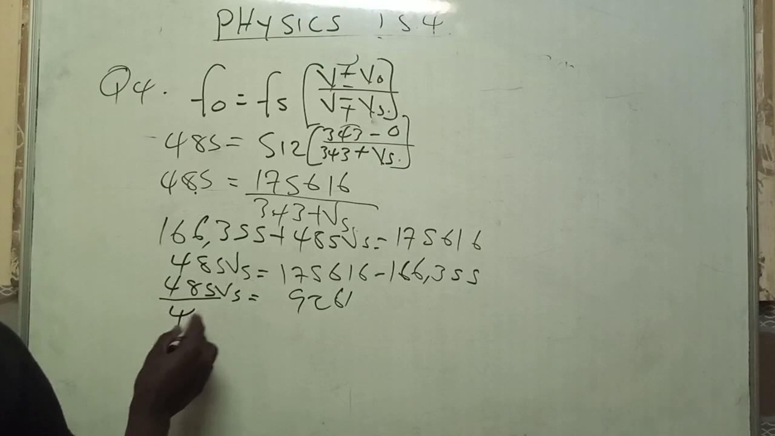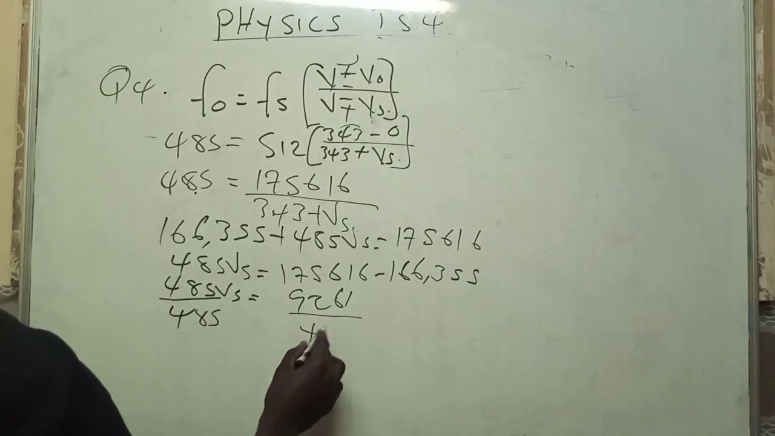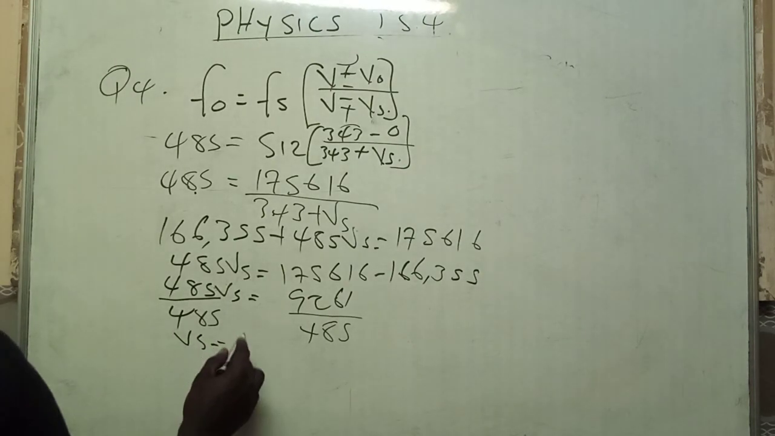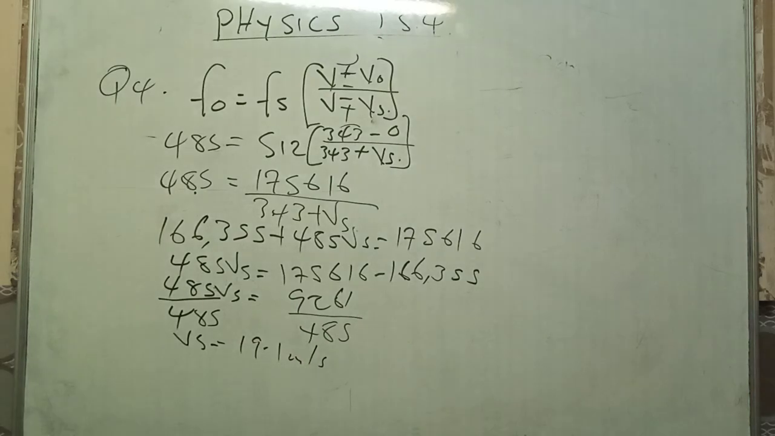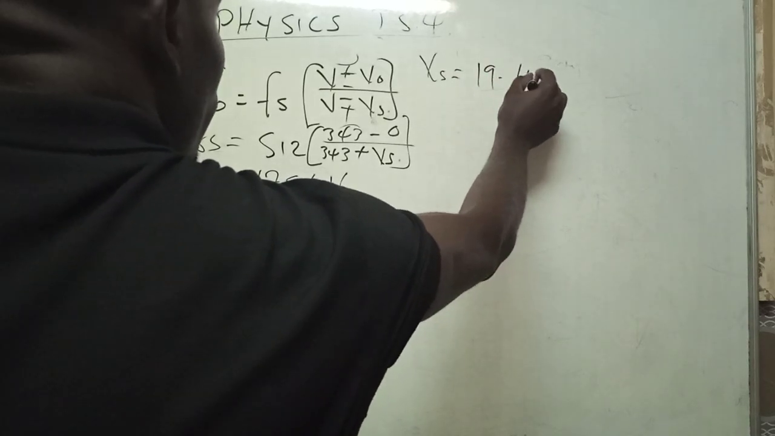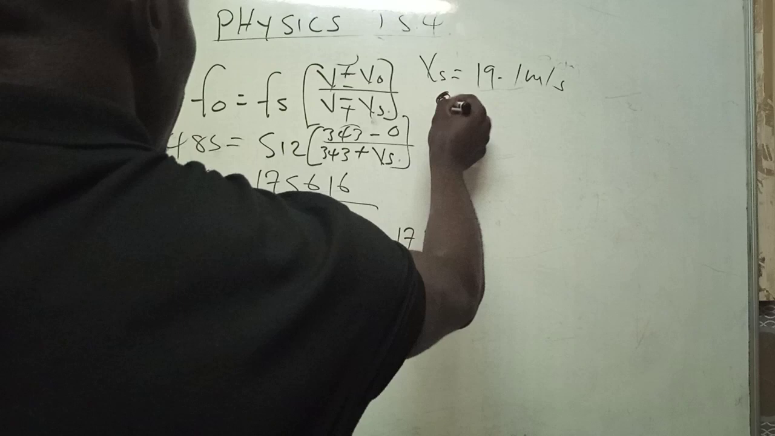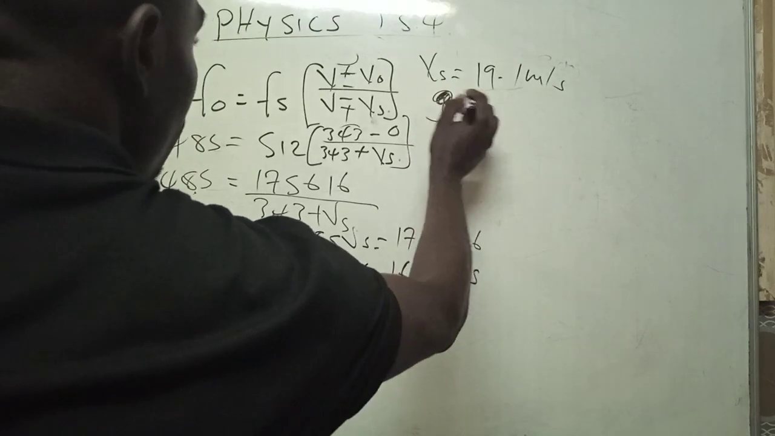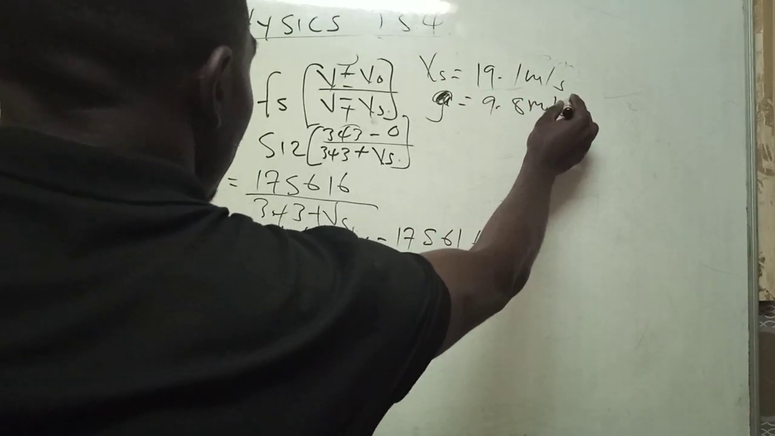I'll divide both sides by 485. My Vs I'm getting as 19.1. Okay, so that is my Vs, the velocity of the source. So now, if my Vs is 19.1 meters per second, and I have the acceleration, what is my acceleration? 9.8. So it is g, 9.8 meters per second squared.